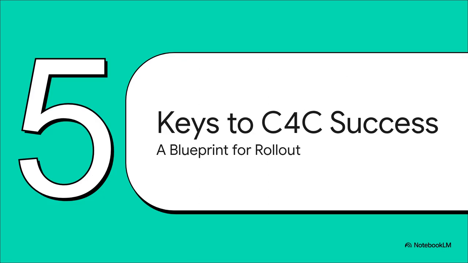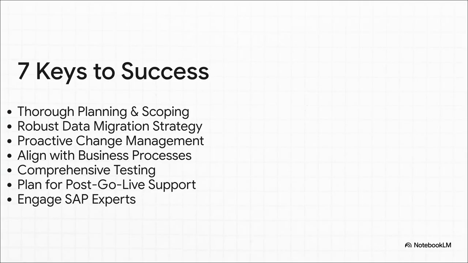And that brings us full circle. We started by looking at all the things that can go wrong with an SAP project. So now let's wrap up with the keys to success, your blueprint for making sure your rollout is smooth and actually delivers value. Remember those 7 mistakes from the beginning? Well, here are the 7 keys that fight them head on.